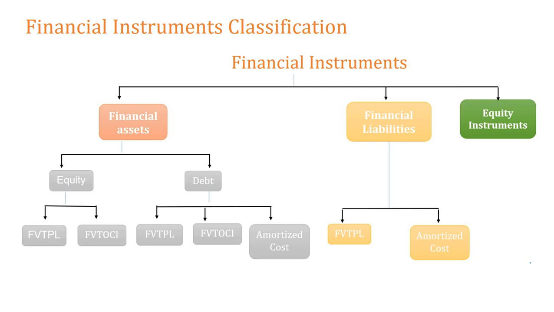Fair value through profit and loss. Is it under which category? A financial asset or a liability? Financial asset. Is it debt or equity? Equity, and under fair value through P&L.